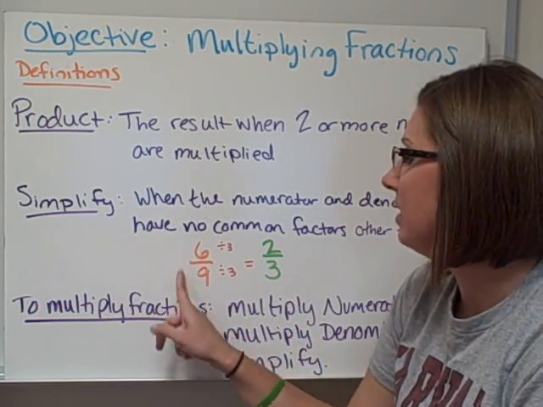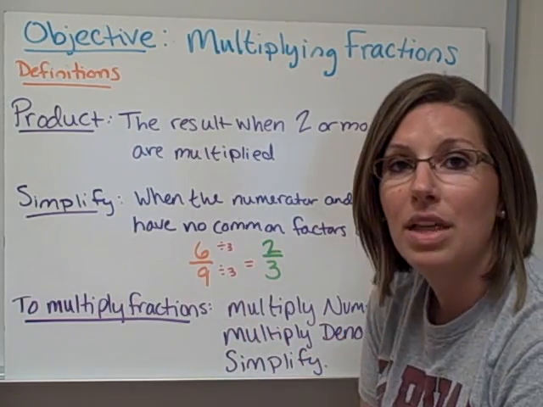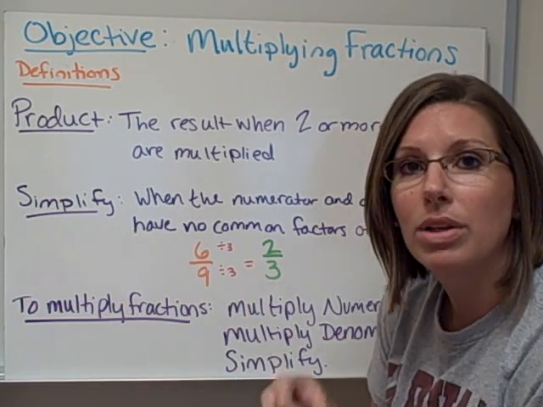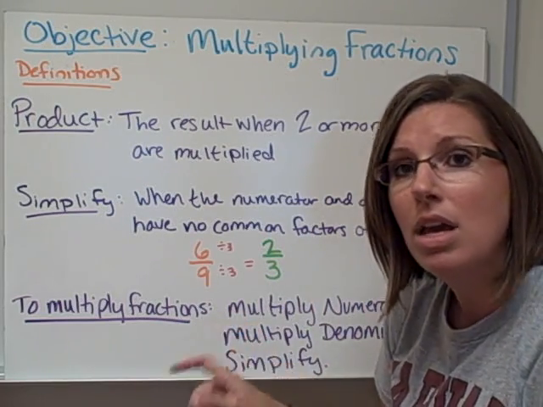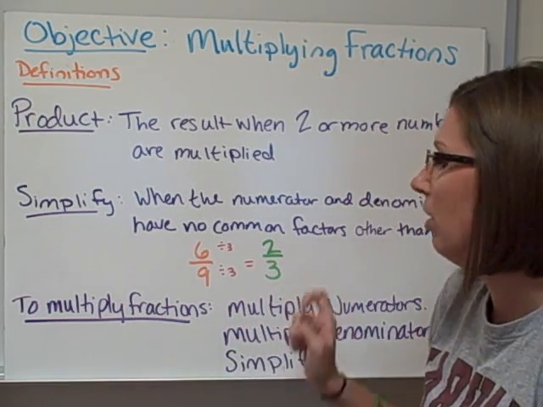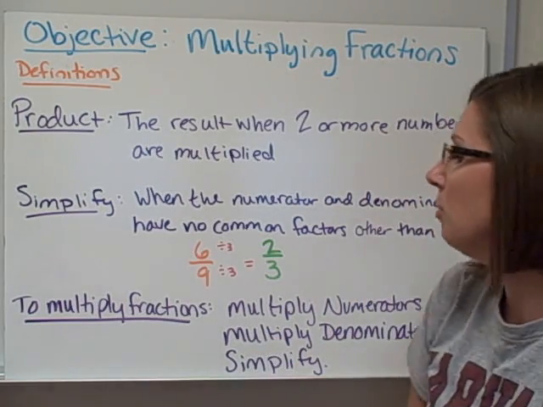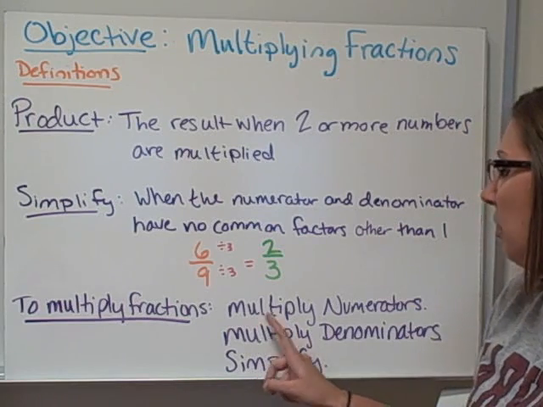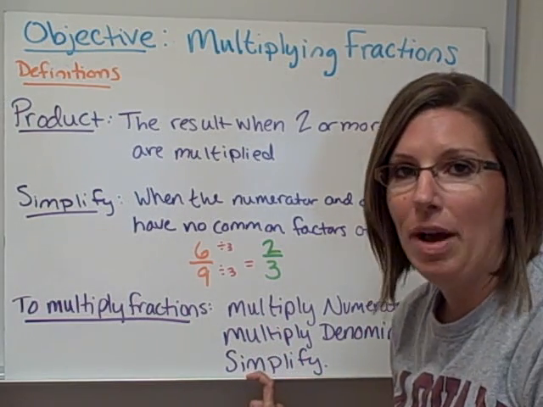In this example, we have 6/9. 3 is a factor of 6 and 3 is a factor of 9. So I can reduce, or divide, each the numerator and the denominator by 3. And then my end result, 2/3, is my simplest form of the fraction. To multiply fractions, I simply multiply the numerators, multiply the denominators, and then simplify my answer.